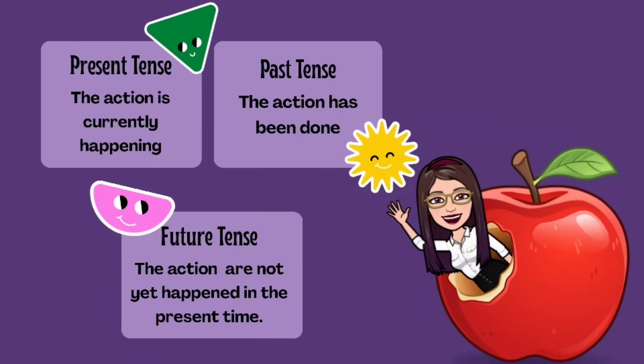Before we end this presentation, let us recall what are the 3 main tenses of the verb. Let us remember that when we talk about present tense, these are the actions that are currently happening. Past tense are the actions that have already been done. And future tense, the actions have not yet happened in the present time.